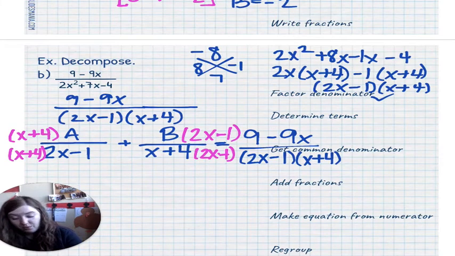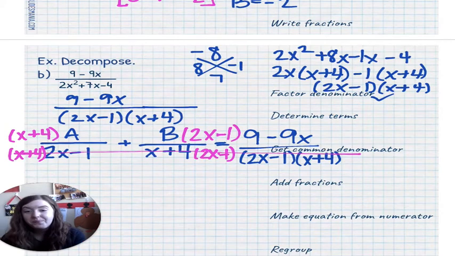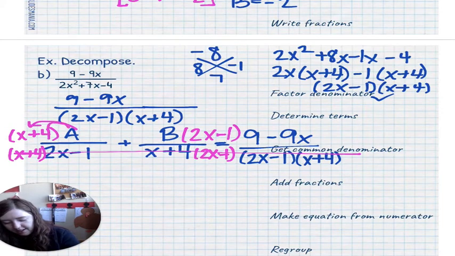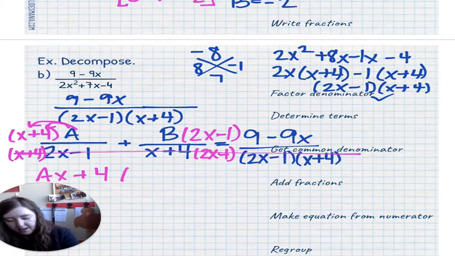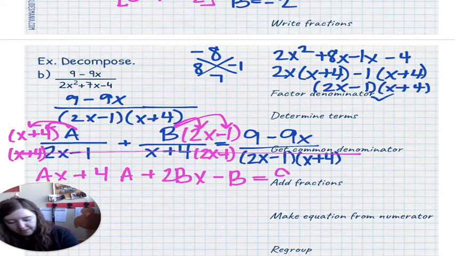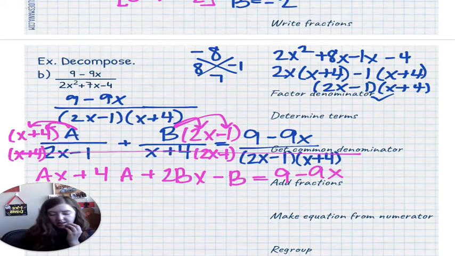So once again, once all of my denominators are the same, I'm just going to go ahead and ignore them. But I am going to distribute out my a, so I'll get ax plus 4a. Then we'll distribute out my b. We'll get 2bx minus b. And we want that to be equal to 9 minus 9x. So we made our equation from our numerator.